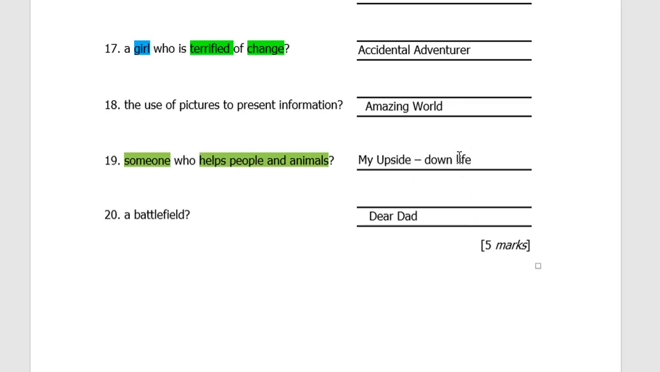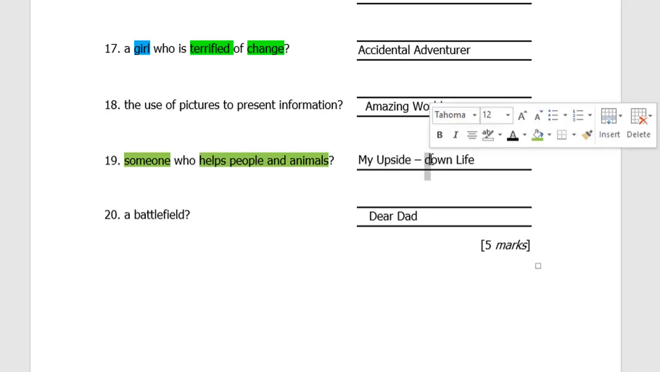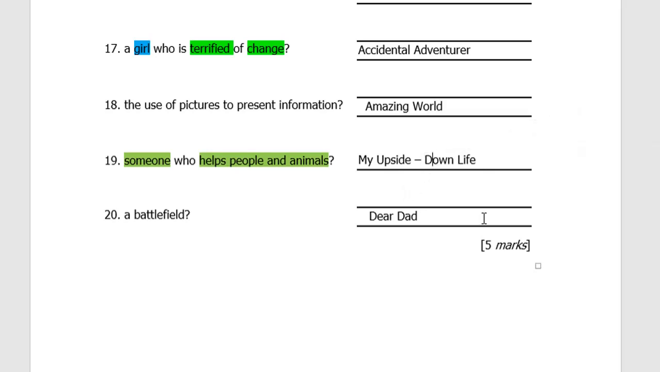Okay, this is wrong. Life, L, capital L. Okay, so the answer must be written like this. My Upside-Down Life. You see, My Upside-Down Life. Okay, the beginning of each word must begin with capital letter.